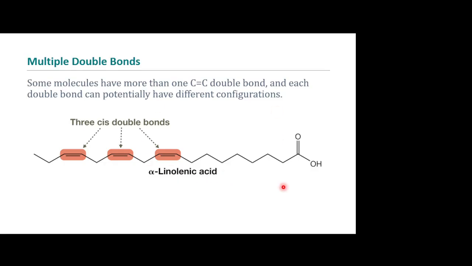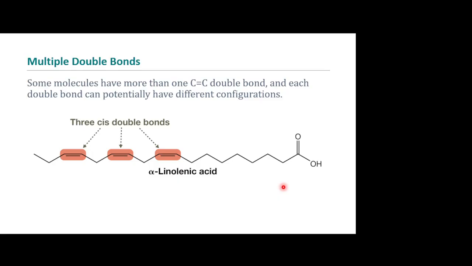Let's talk about multiple double bonds. So some molecules can have more than one double bond. Each of the double bonds can potentially have different configurations. This is actually where you've heard of cis versus trans fats. Has anybody ever heard of that? Yeah. So that's cis or trans in reference to the double bonds.